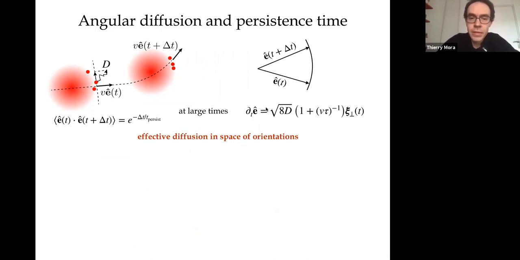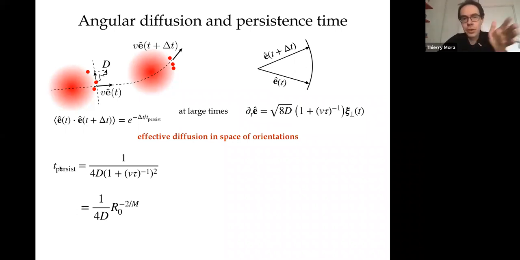It's only valid for fairly large times, and from that we can actually get an expression for the persistence time, so the time it takes for this trajectory to bend. And in the end, the results only depend fairly simply on the model parameters. In particular, this is a constant prefactor. Here you have to imagine that D is very small, right? Because the mutation rate is usually very small in a single strain. So this is the persistence time.